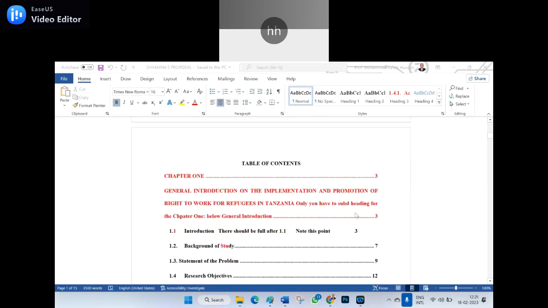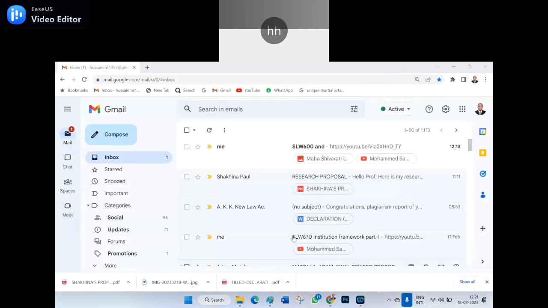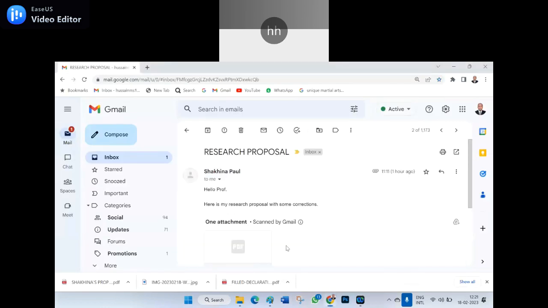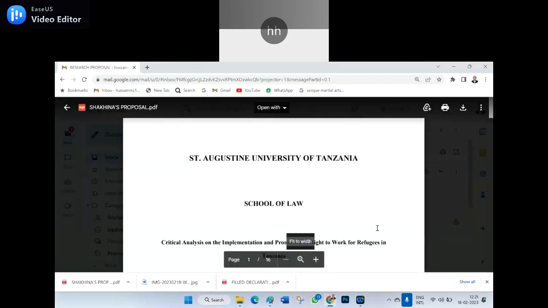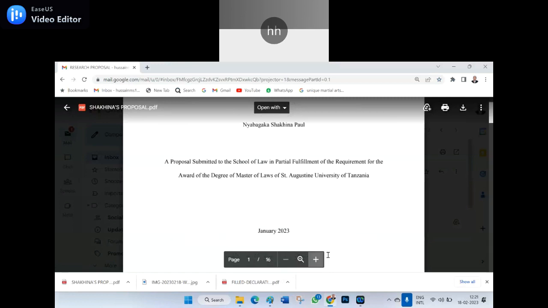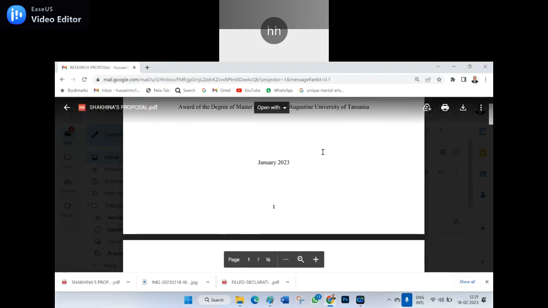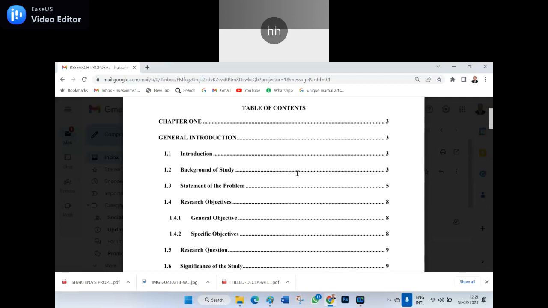And this is chapter 1, of course, which I made the correction. And I don't know, she said that she made the correction for that one and she sent it to me. Let us check because it is her work which is now on the screen. I don't think that I can change this work because it is in a PDF format. Okay, but I can make the comments.